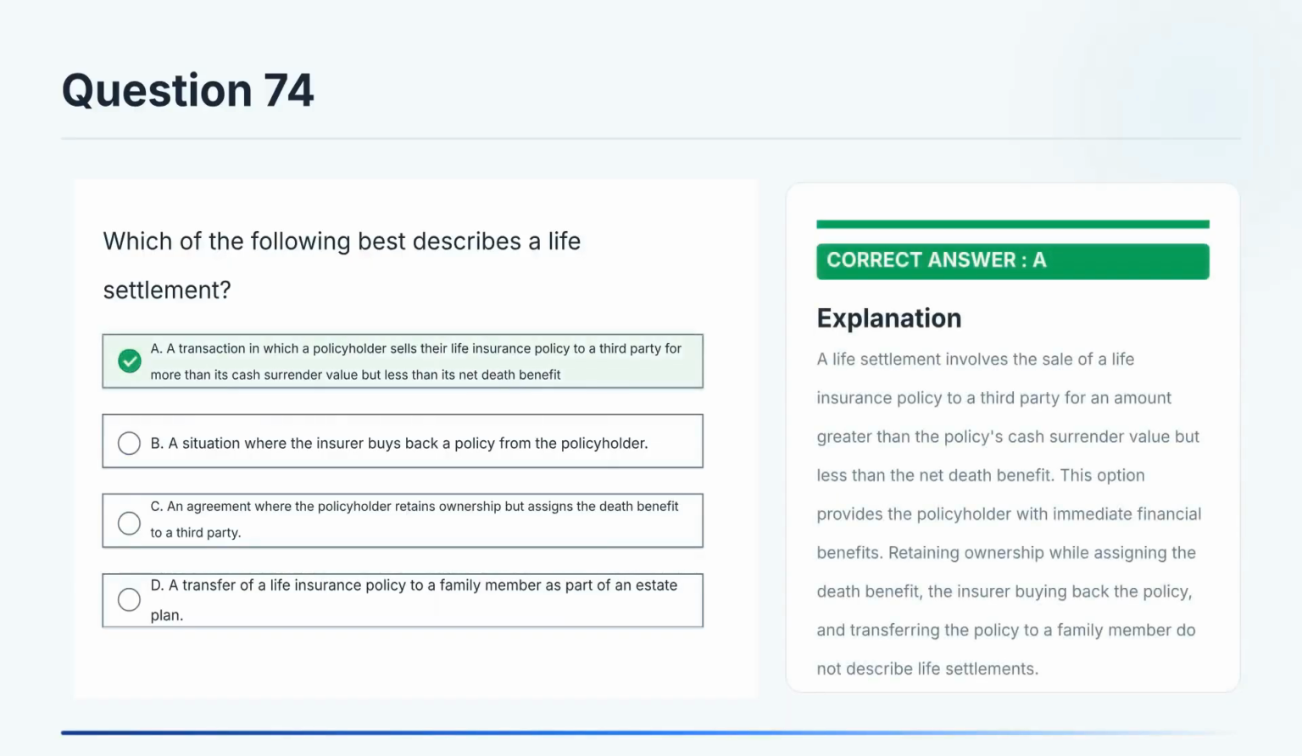The correct answer is A. A transaction in which a policyholder sells their life insurance policy to a third party for more than its cash surrender value, but less than its net death benefit. A life settlement involves the sale of a life insurance policy to a third party for an amount greater than the policy's cash surrender value, but less than the net death benefit. This option provides the policyholder with immediate financial benefits. Retaining ownership while assigning the death benefit, the insurer buying back the policy, and transferring the policy to a family member do not describe life settlements.